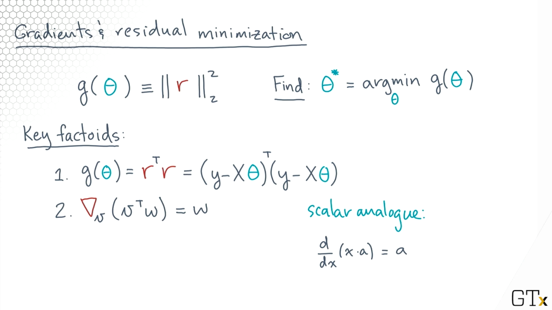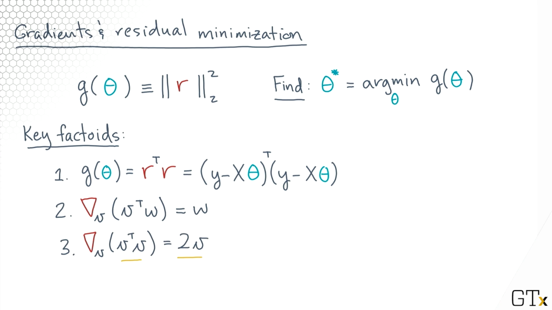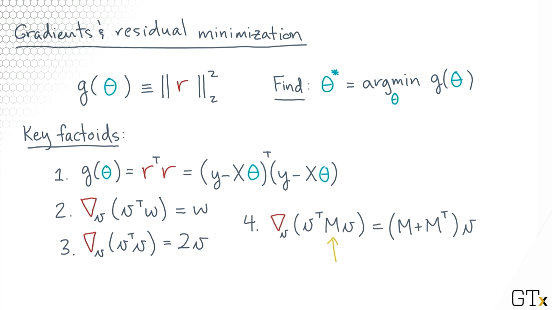An easy way to remember this one is to recall its scalar analog. The derivative of x times a with respect to x is just a. Here's a third factoid. The gradient of v transpose v with respect to v is 2 times v. Can you think of a scalar analog to help you remember this one? Now here's the fourth and final fact. Suppose capital M is a matrix. Then the gradient of v transpose times M times v is equal to M plus M transpose times v.